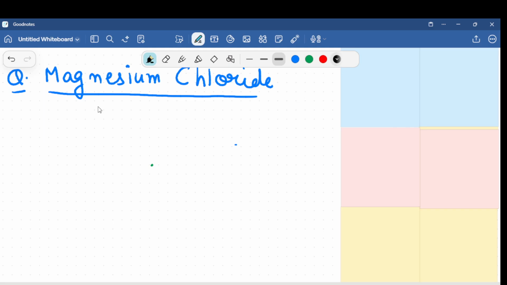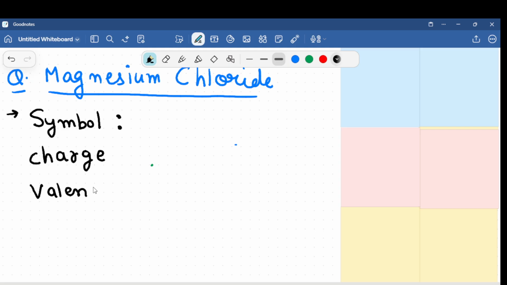See, there are some rules and we have to follow the rules. First of all, you have to write the symbol of the cation and anion present in this compound. As we can clearly see that this is an ionic compound, magnesium chloride, made up of cation magnesium and anion chloride, right? So we will write first of all symbol. After that we have to write charge, and after that we have to write valency, right?